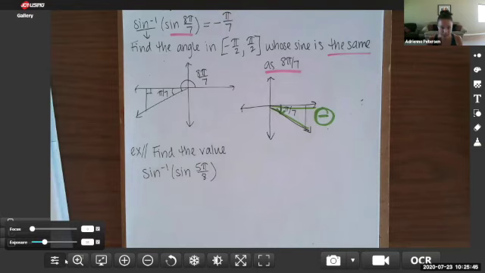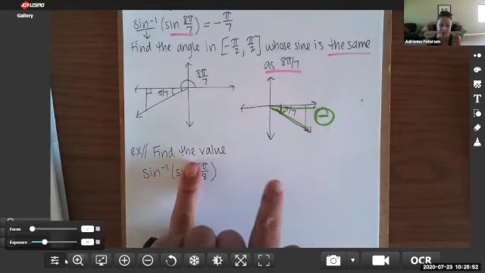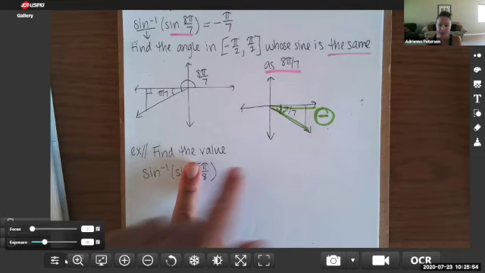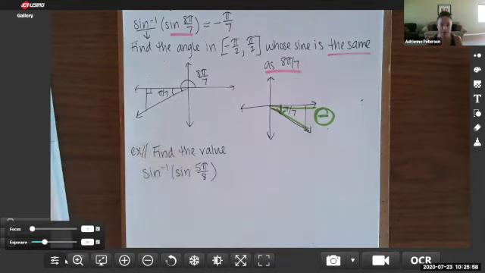It just happens that the answer isn't 5 pi over 8. And the reason why it can't be 5 pi over 8 is because inverse sine, if we put equals 5 pi over 8 here, inverse sine can never return something that's greater than pi over 2. Okay, so that's not possible. So yes, we can get an answer. We just have to figure out what it is.